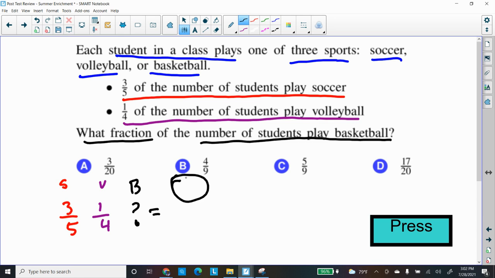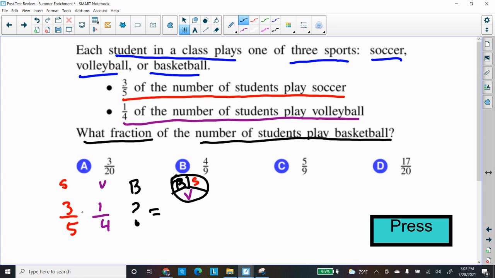That'll represent all the students, and I'll cut it into 3 parts. I have 3/5 of the students playing soccer. I got the volleyball students, and I got the basketball students. So this is going to be my entire circle, which will represent one whole, or 100%.